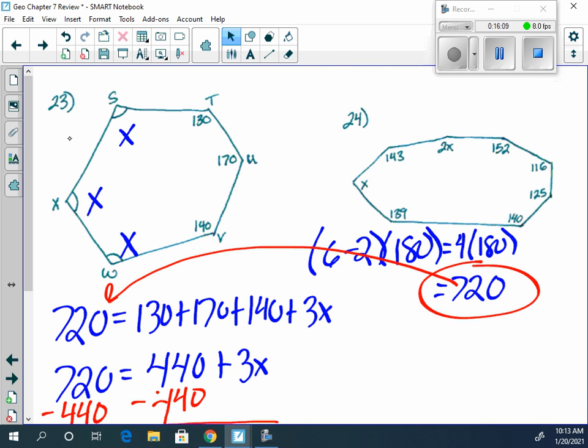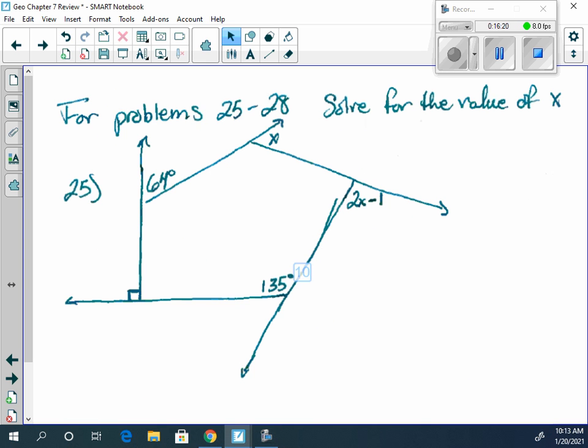Any other questions on 20 through 24? We good with those there? Okay, if we're good up to 24, questions on 25 through 28. 25 through 28. Any one of those in particular you want to look at?